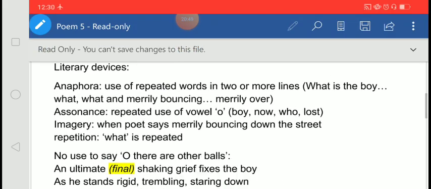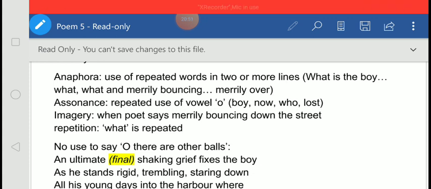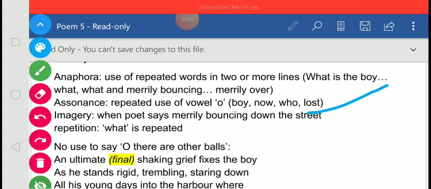Okay, let us discuss the poetic devices used in this poem. The first one is anaphora. Anaphora is a poetic device in which the poet repeats words in two or more lines. Use of repeated words in two or more lines is called anaphora.